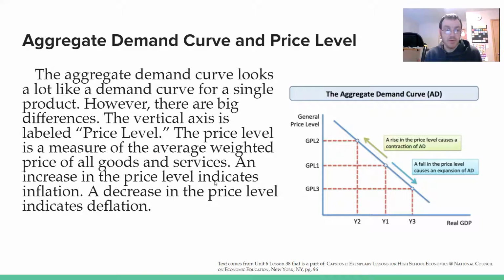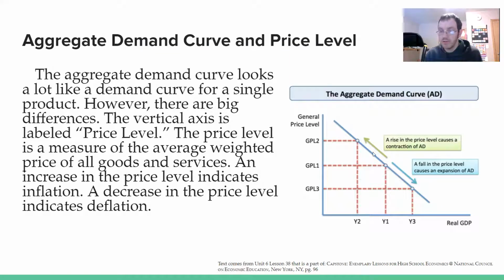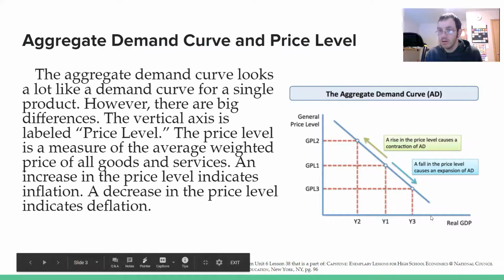An increase in the price level indicates inflation. A decrease in the price level indicates deflation. And so we're going to have a demand curve that looks like a normal demand curve. As price level decreases, you see that there's more production and real GDP increases. So that's not a shocker right there. So take some notes before we move on to the next slide. You can stop whenever you need to as we go along.